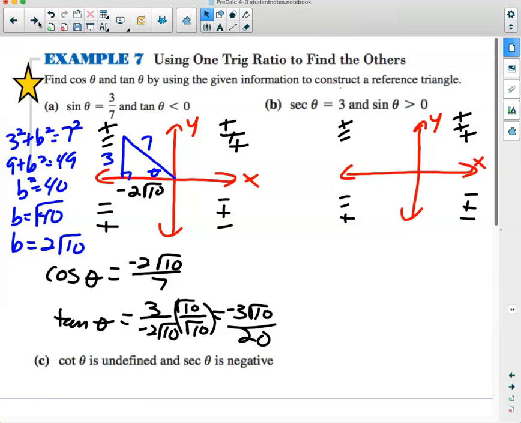Alrighty, secant is 3. Well, that's not one of the primary trig functions. Which primary trig function do you flip to get secant? Cosine. They have to have the same sign. So we need somewhere where cosine is going to be positive and sine is going to be positive. There's only one quadrant that does that, right? Which one? Quadrant 1.